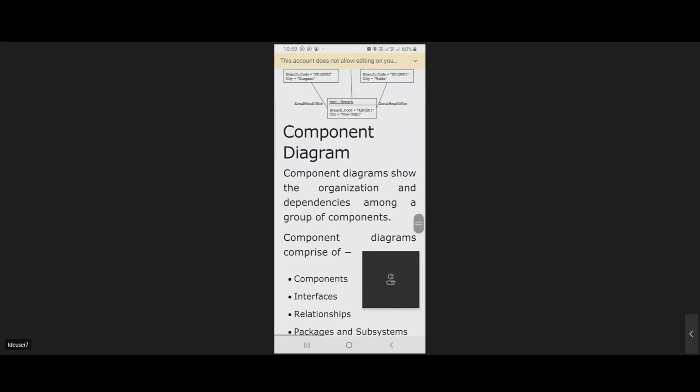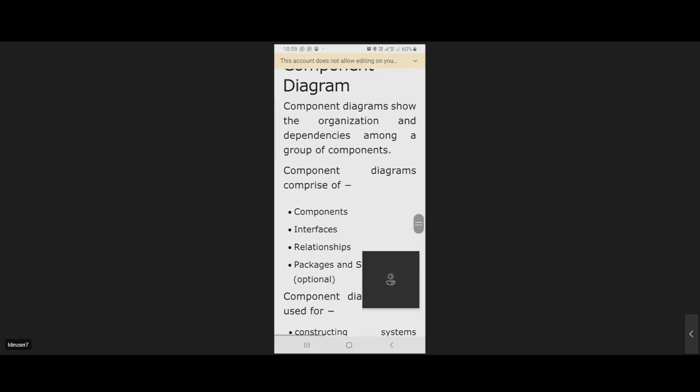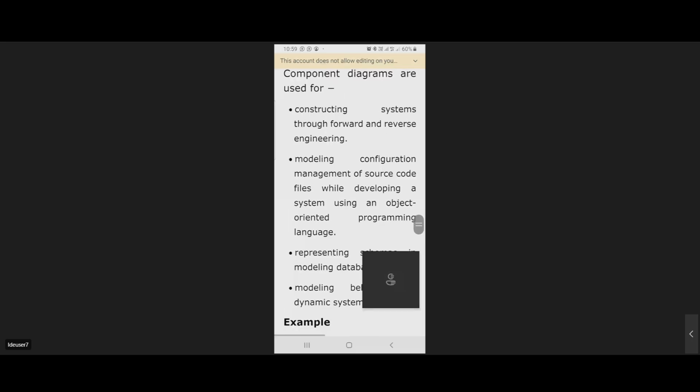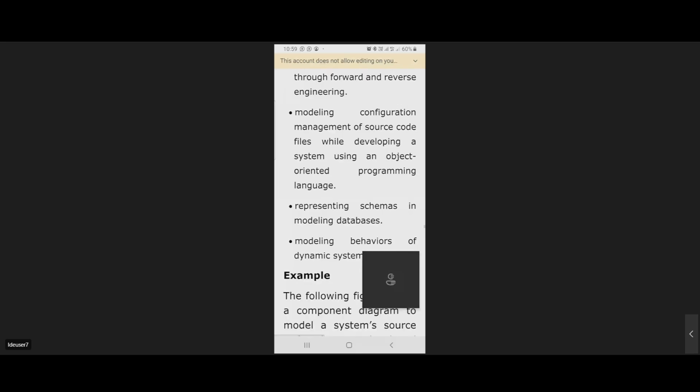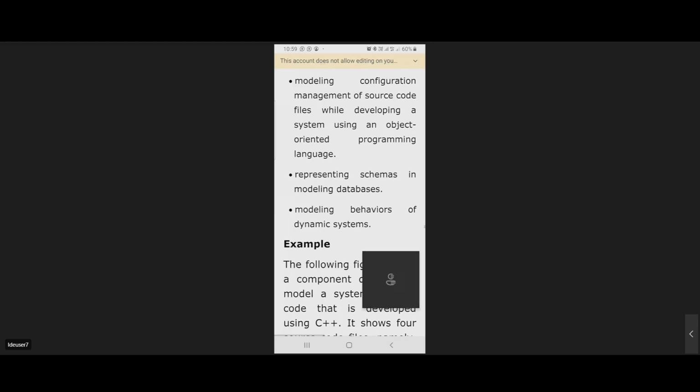Component diagrams show the organization and the dependencies among a group of components. The diagram will have components, interfaces, relationships, packages, and subsystems. So it's optional. The component diagrams are used for constructing systems through forward and reverse engineering, modeling configuration management of source code files while developing a system using an object-oriented programming language, representing schemas in modeling databases, and modeling behaviors of dynamic systems.